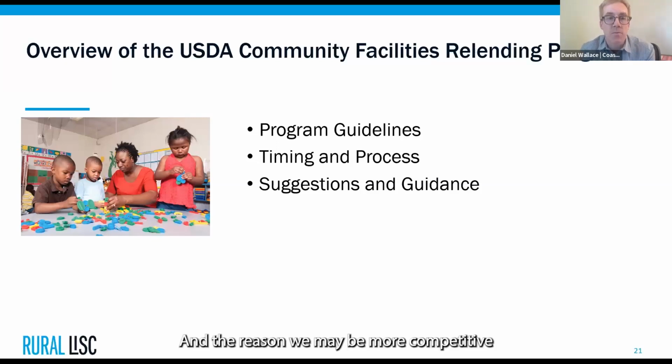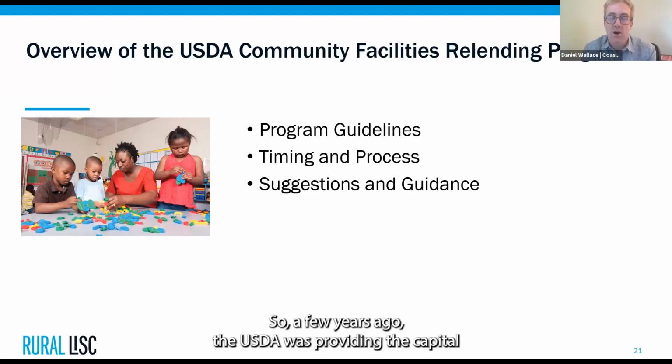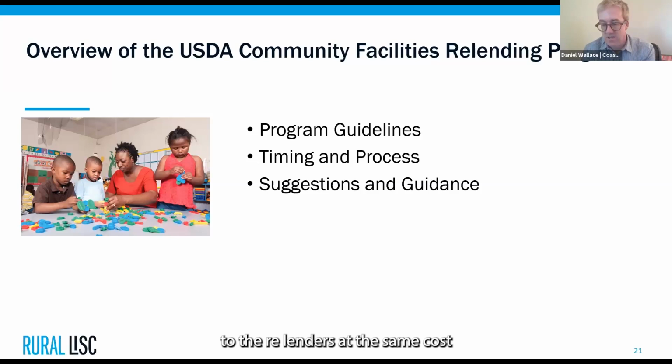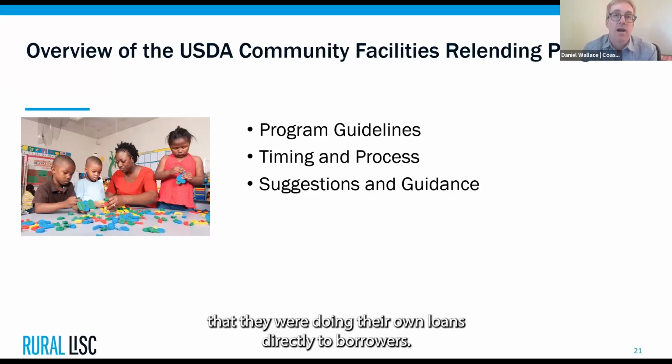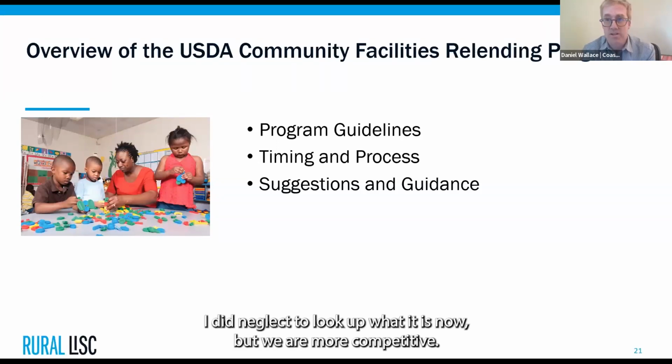And the reason we may be more competitive now is just what the interest rate environment has done. So a few years ago, the USDA was providing the capital to the relenders at the same cost that they were doing their own loans directly to borrowers. But that rate has changed. I did neglect to look up what it is now, but we are more competitive.